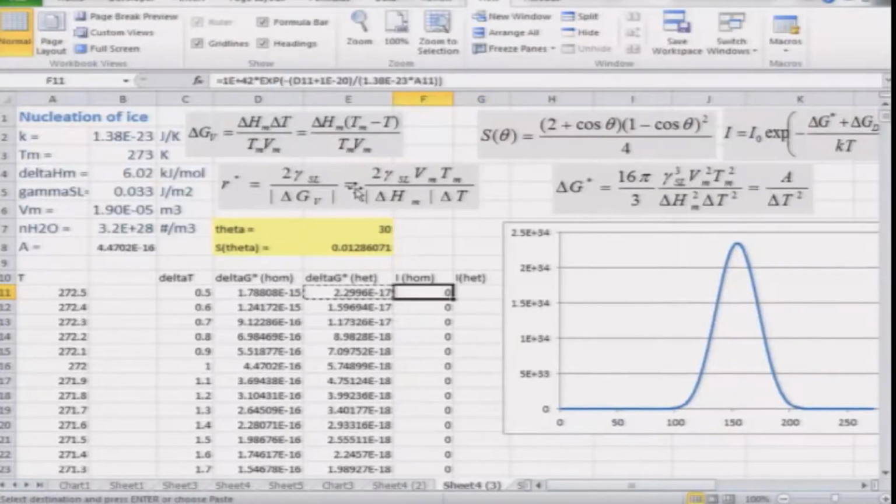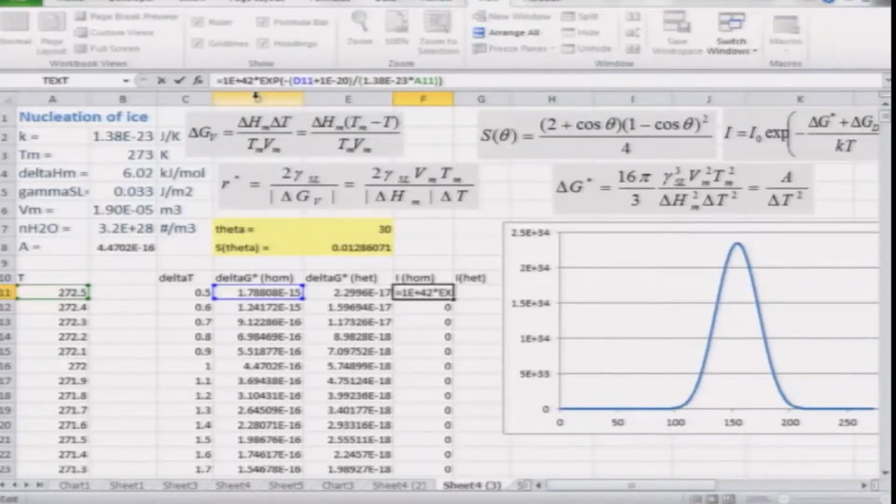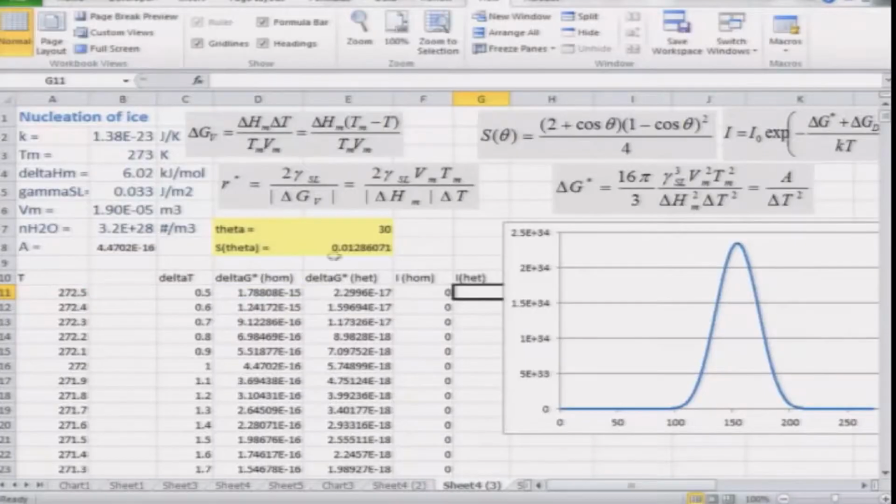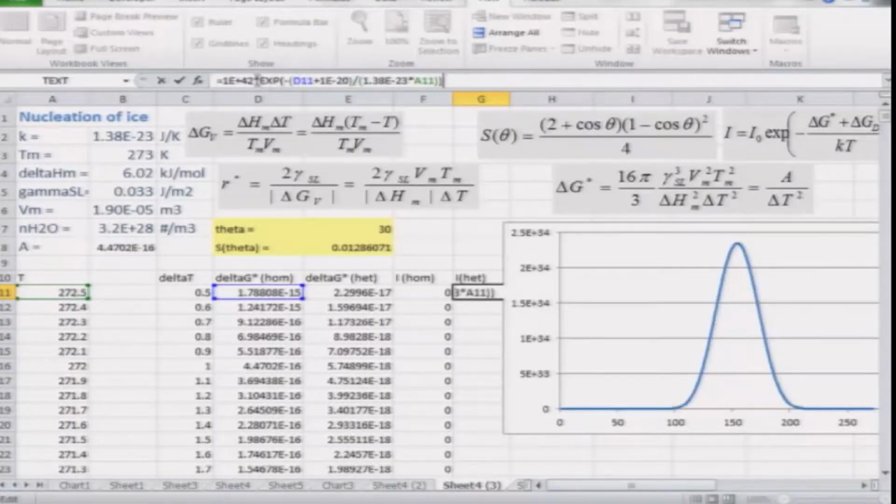So what I will do is copy some of the stuff from the homogeneous nucleation and then edit that formula. So I will just highlight this, copy this formula as it is, and then edit it for various terms. For example, let me take I naught here. For the homogeneous case it is 10 to power 42, let me take it as 10 to power 25.